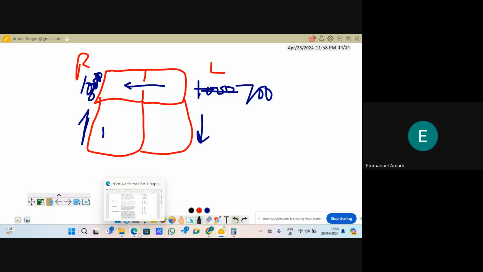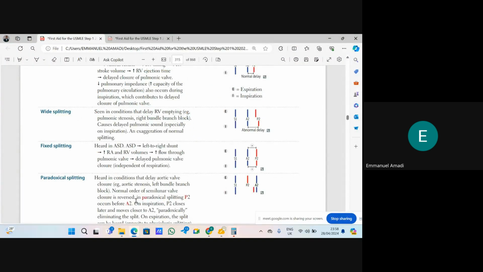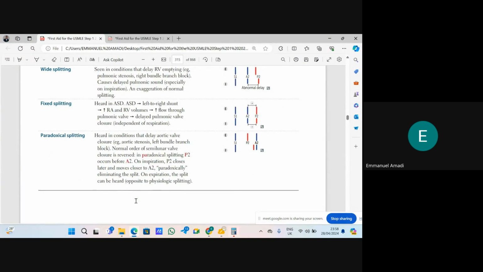Finally, the last one, and this is where we run, is the paradoxical splitting. Now, the paradoxical splitting is when you have that splitting reversing. It is now your P2 closing before your A2, meaning your pulmonic valve is closing before your aortic valve.